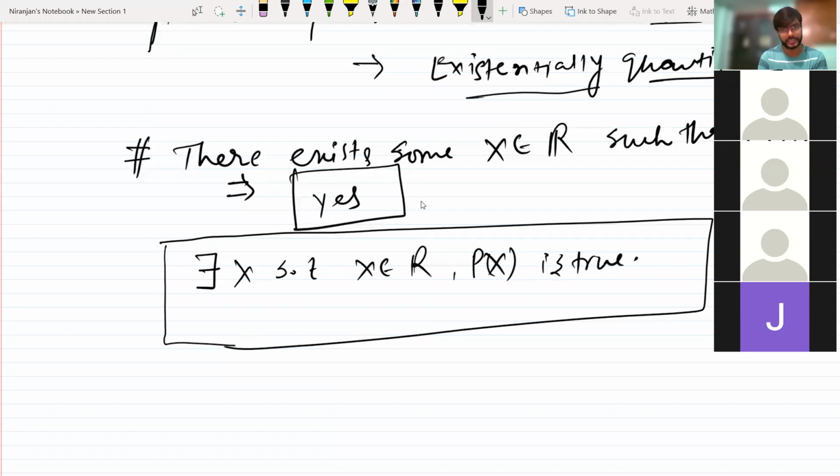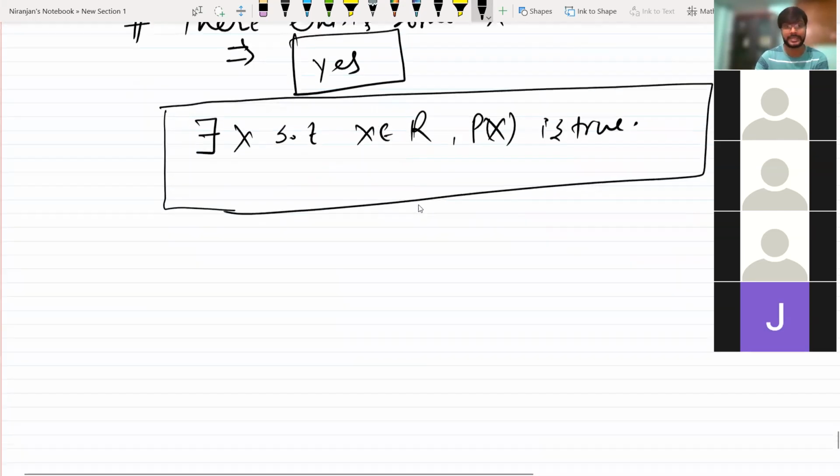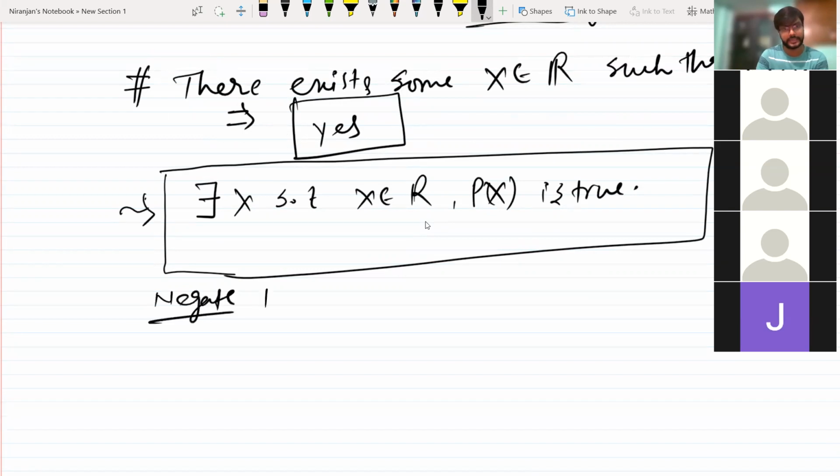So it was written in pure English, and you just turned it into a mathematical symbol and mathematical notation. Okay. Now, if I ask you to negate this statement, and that always comes in entrance exams, ISI entrance, and whatever entrance exam you will give, how do you negate this statement? So before you do that, let me tell you how this works.